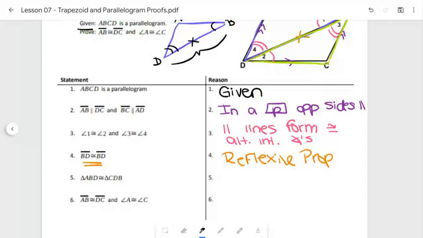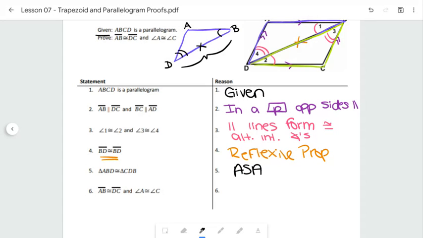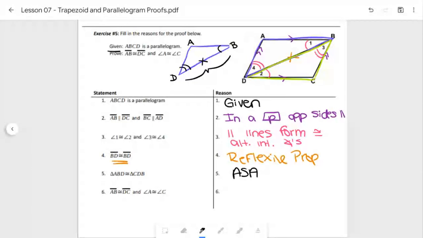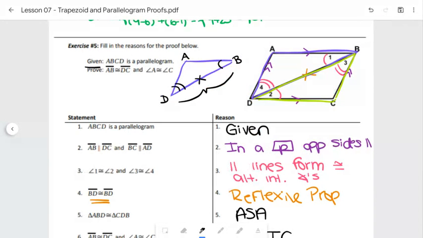The side is in between the 2 angles. So my reasoning here is angle, side, angle. So I know those 2 triangles are congruent by angle, side, angle. And then any corresponding pairs of sides or corresponding angles are all going to be congruent thanks to CPCTC. Corresponding parts of congruent triangles are congruent, which should make sense anyway, because A and C are opposite angles that are congruent. AB and DC are opposite sides that are congruent. So I already knew those were congruent anyway, but we're just using our properties to verify some of our parallelogram properties here.